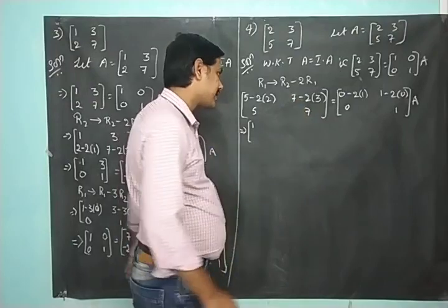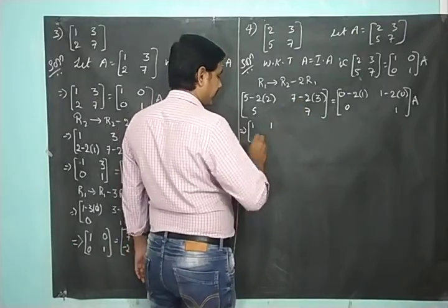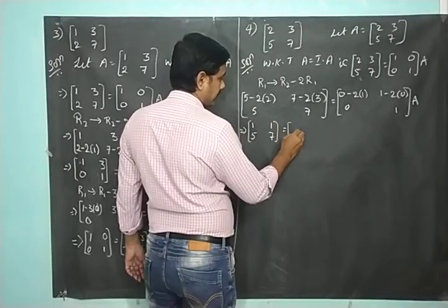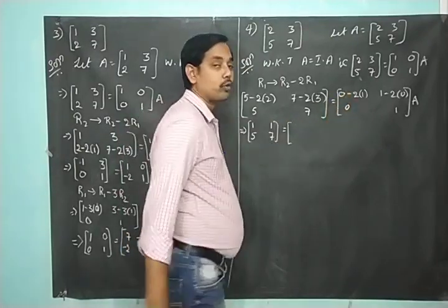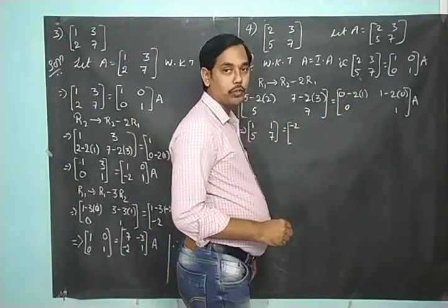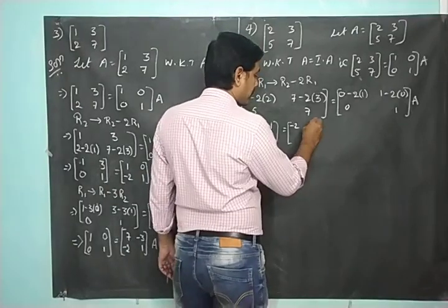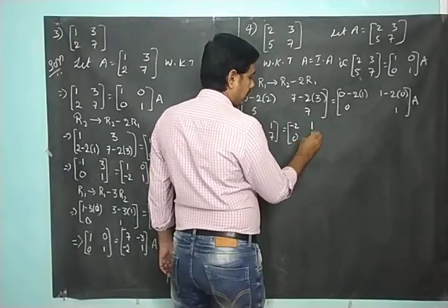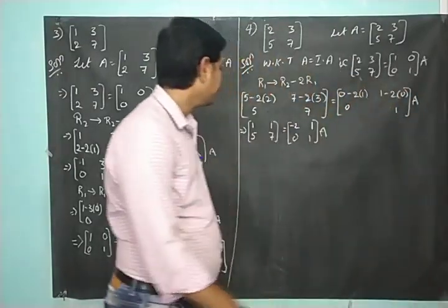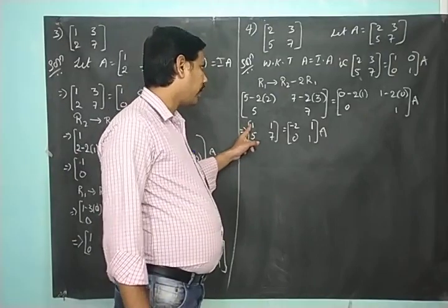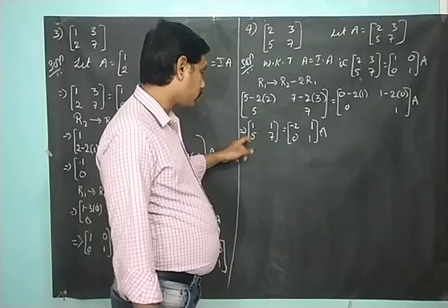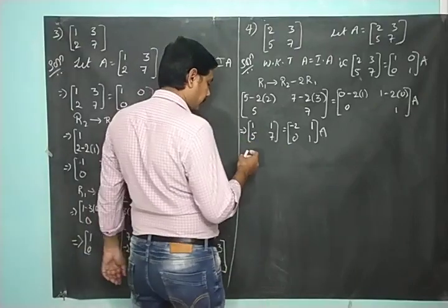6. So 7 minus 6 is 1. 5 and 7 as it is. 0 minus 2 into 1. 2 into 1 is 2. So 0 minus 2 is minus 2. 1 minus 2 into 0. 2 into 0 is 0. So 1 minus 0 is 1. 0, 1 as it is and A as it is. Okay. So now we got 1 here. Now we can proceed with lower triangular elements. So how to make this as 0? Simple.